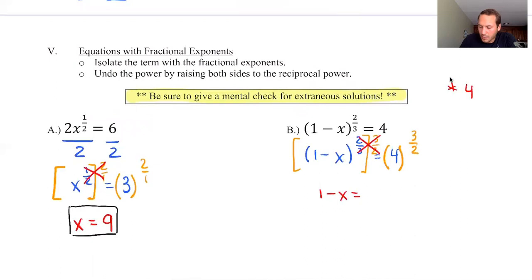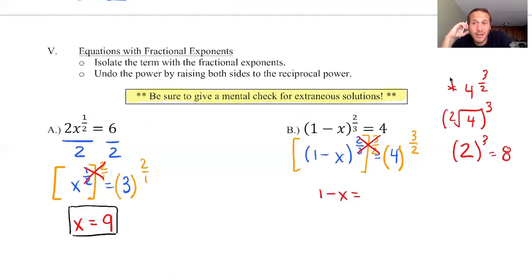4 raised to the 3/2 is the same as the square root of 4 to the 3rd. Now the square root of 4 is 2. 2 to the 3rd is 8. You can plug that into your calculator. I do hope that everyone understands that that's what we're going to get there.